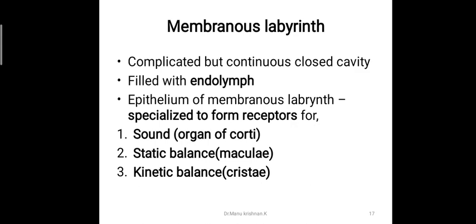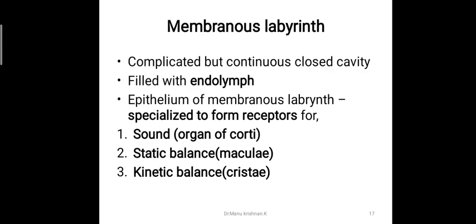Now we will have a look into the membranous labyrinth of the internal ear. So the membranous labyrinth is complicated, but it is a continuous closed cavity filled with endolymph. So in the previous pictures you have seen the membranous labyrinth. I have clearly explained about the pink colored area within the bony labyrinth, and I have told you about the fluid which is filled within that. It was endolymph, which is similar to that of the intracellular fluid.